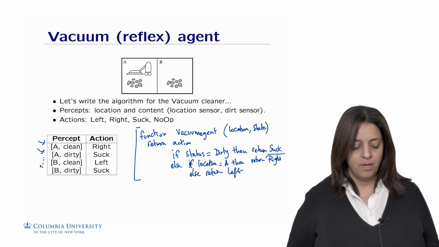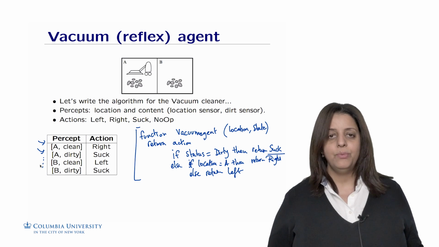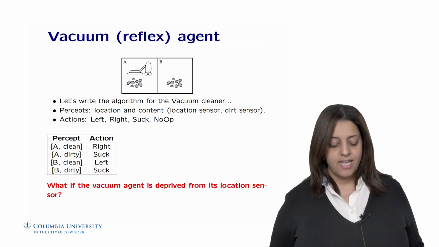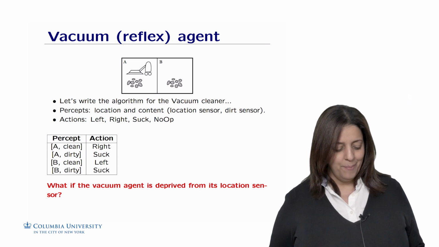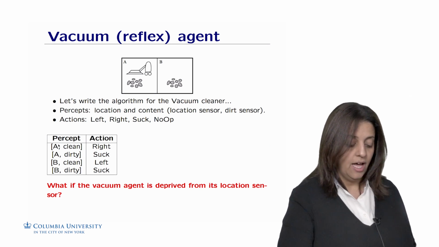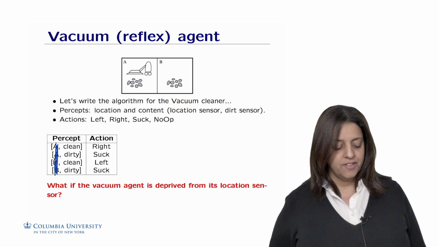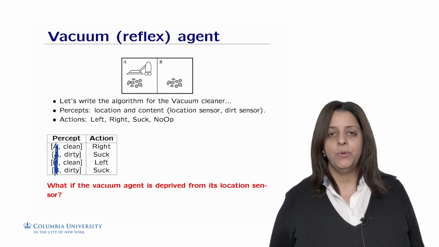of the actions is the most appropriate based on the percepts that it is perceiving, only one percept that it is perceiving now. One question is what if the vacuum agent is deprived of its location sensor. So what's going to happen? What's going to happen is that we don't have these values anymore. We just know that it's clean or dirty. So if it's clean, we don't know what to do, whether we should go right or left, because we don't know in which room we are.